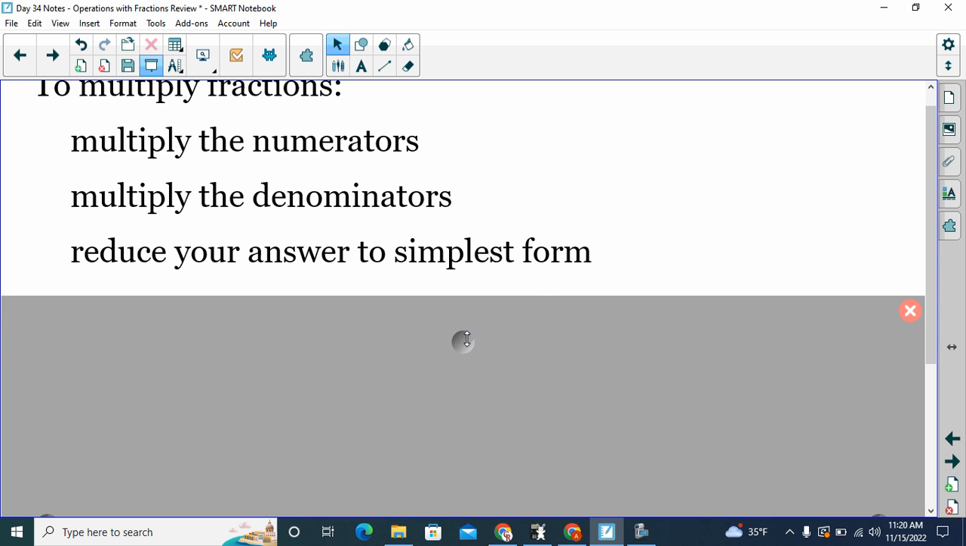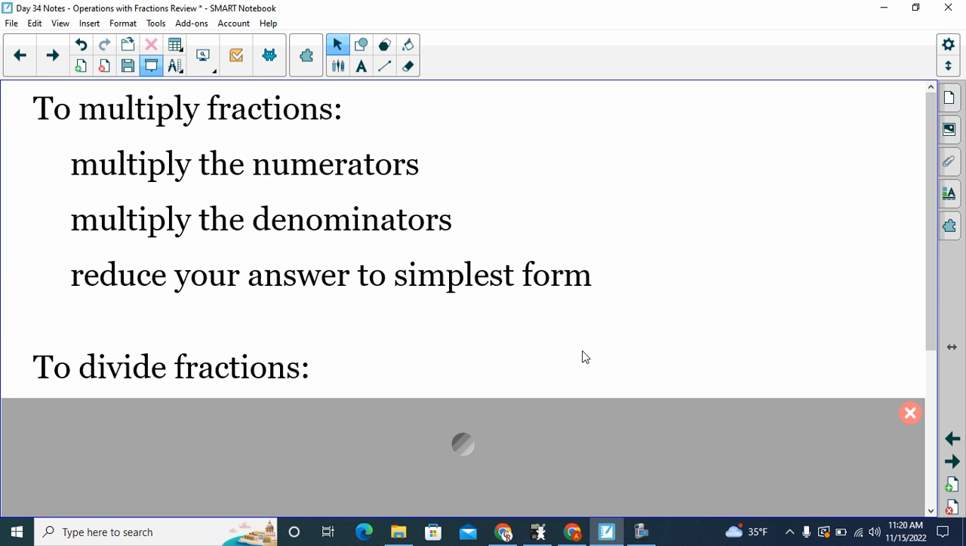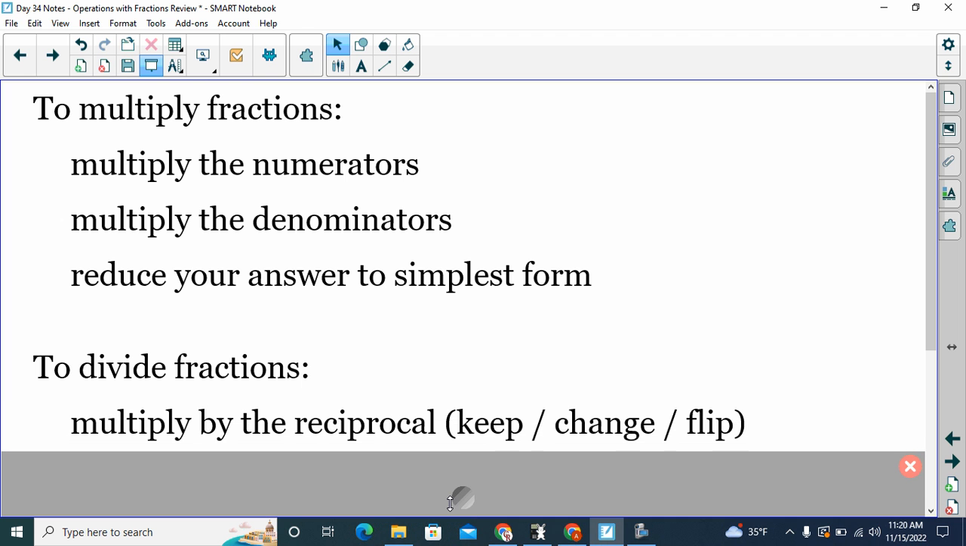And then finally, to divide fractions, we multiply by the reciprocal. Keep: the first fraction stays the same. Change: instead of dividing, we change it to multiplication. And flip: the reciprocal is found by flipping the numerator and the denominator.